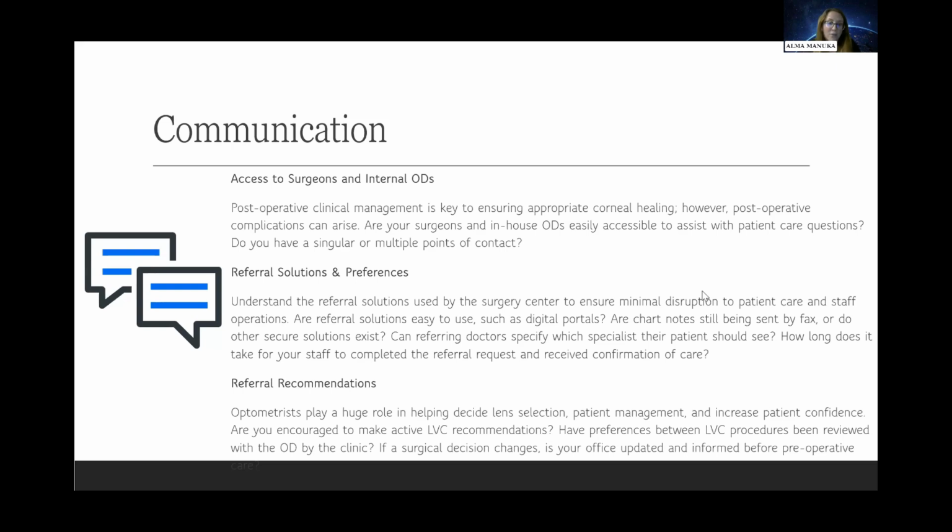Referral recommendations. Personally, even though I'm not directly in the practice, I know optometrists are the gatekeepers of eye care. They are the first ones that you go to as a patient when you have any issues with your eyes. And if optometrists are well informed, they know all the available solutions. They have a right network of eye care professionals working together.